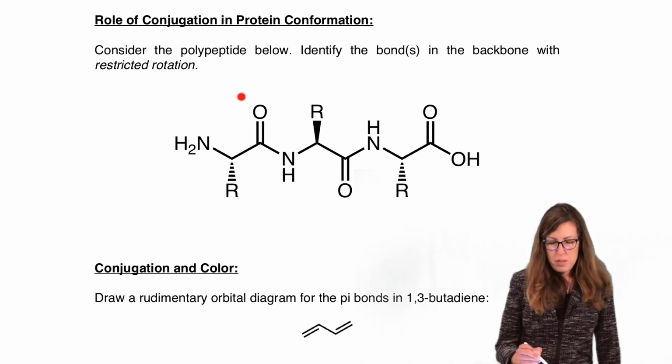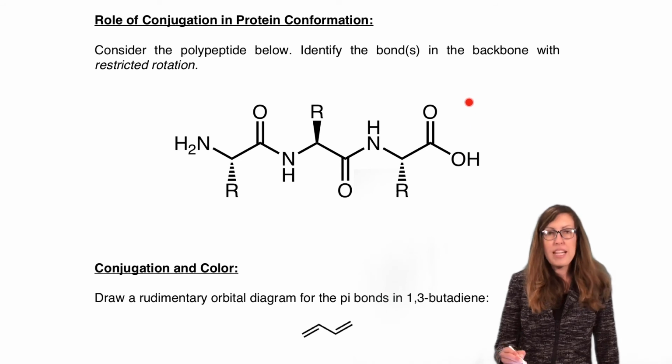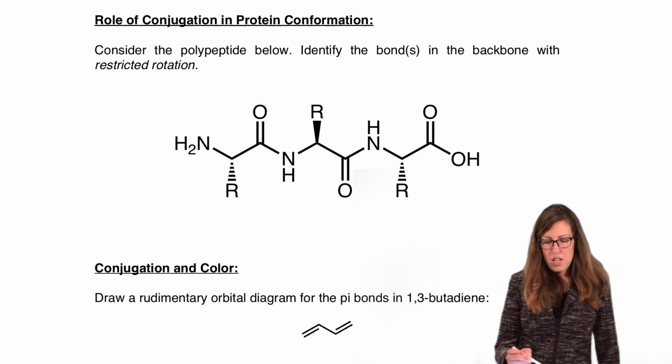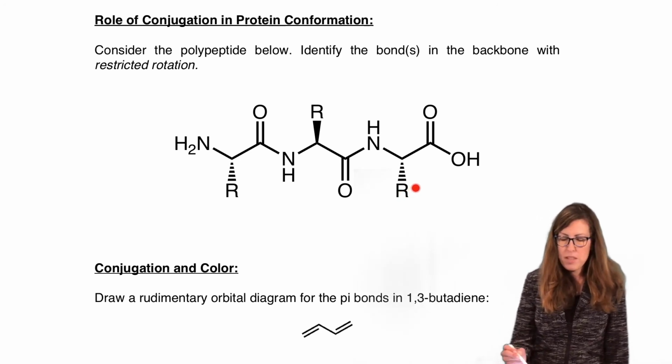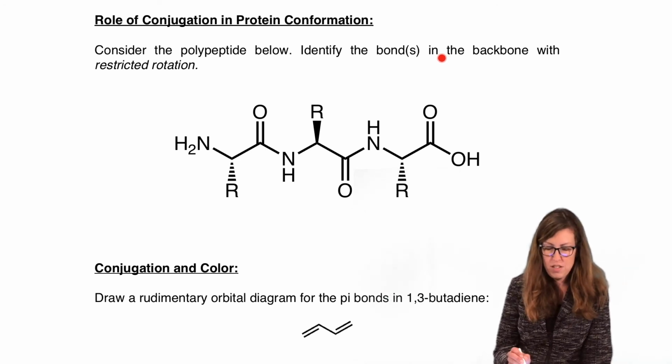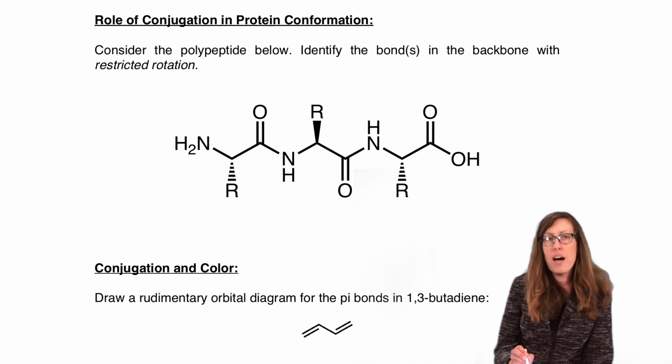So this would be one amino acid. This would be another one. This would be another one. So there's 3 amino acid residues in this polypeptide backbone. These R groups would be their side chains. And let's identify the bonds in the backbone that have restricted rotation. Well, what do we know about rotation? We know that if we have a pi bond, it can't rotate, but if we have a sigma bond, it can. So we're going to ignore pi bonds, and we're only looking at the backbone.